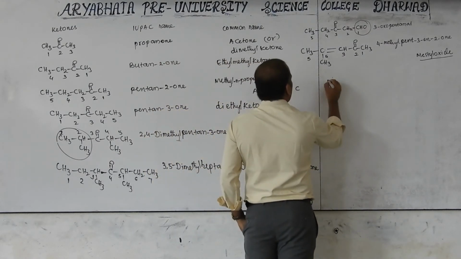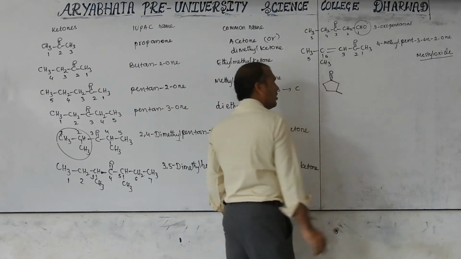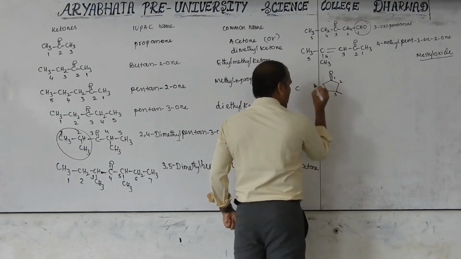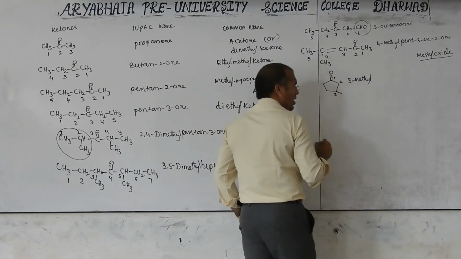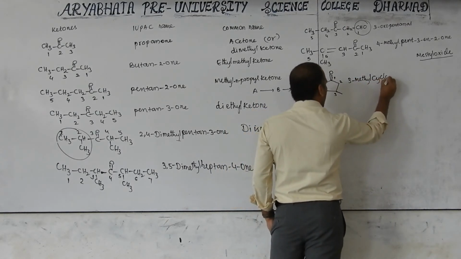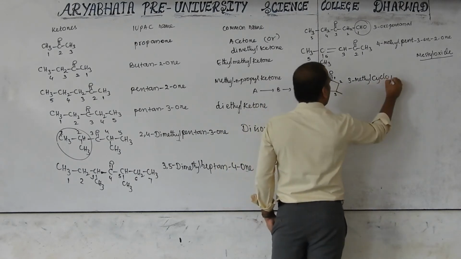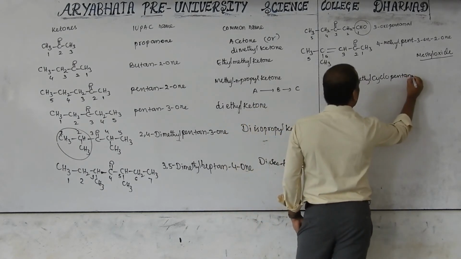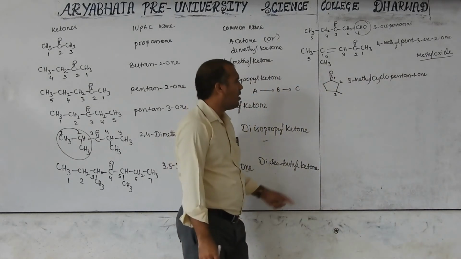Next, we can go for a cyclic compound. What is the name? We have to give the numbering. This is 1, this is 2, this is 3. Then its name is 3-methyl cyclo, total 5 carbons are there, 1, 2, 3, 4, 5. Then it is called pentane. Remove E and add position of this 1-one. This is the IUPAC.